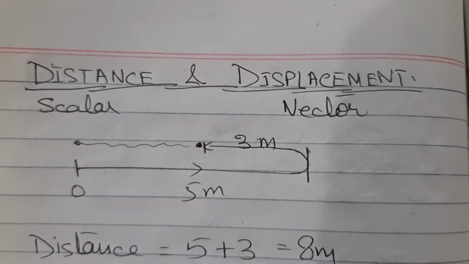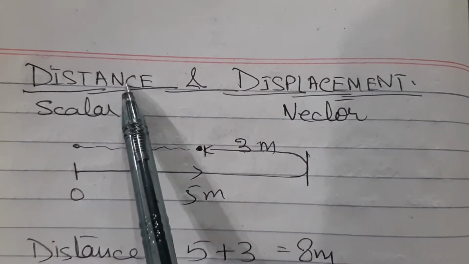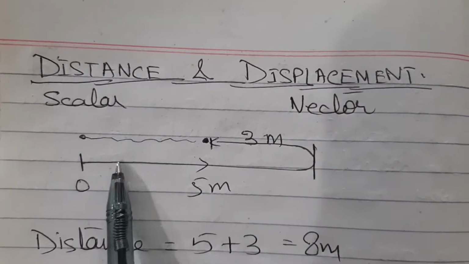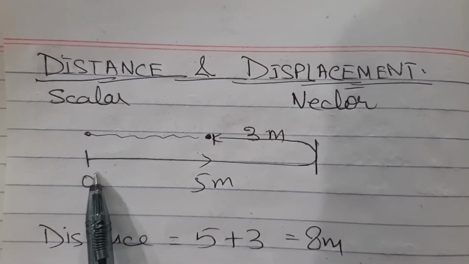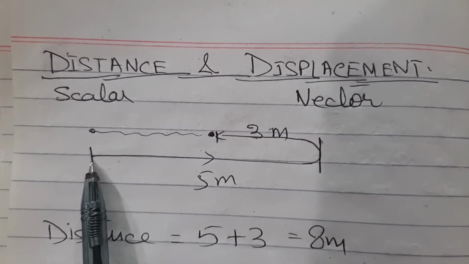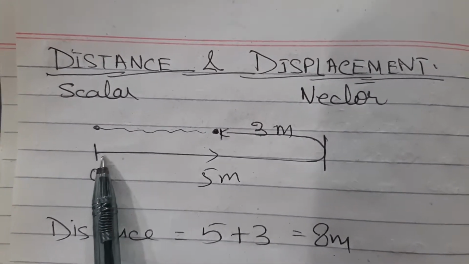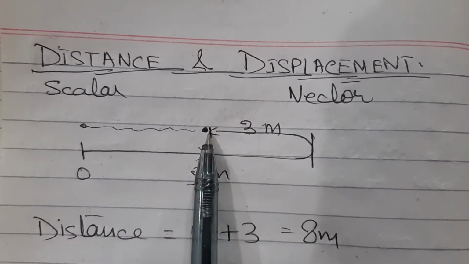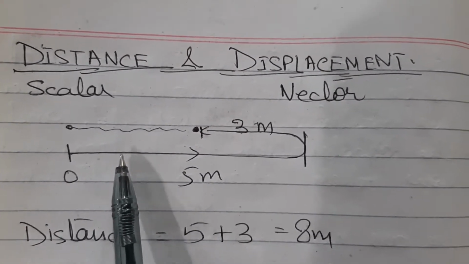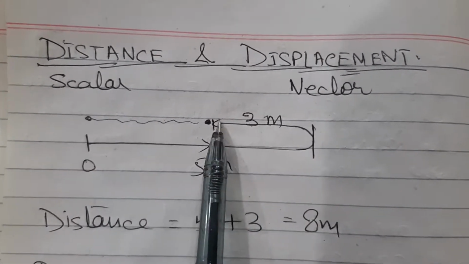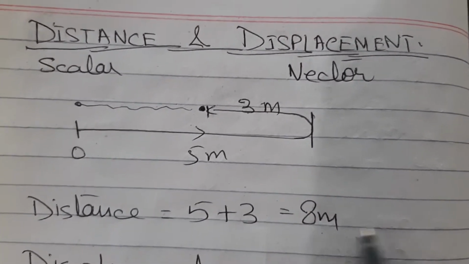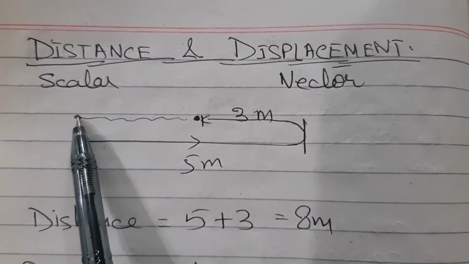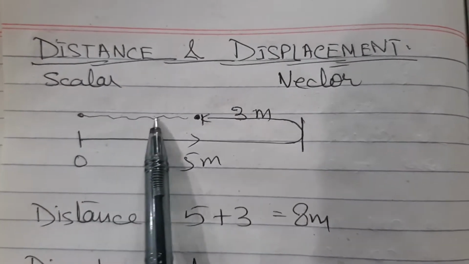Now let's see the difference between distance and displacement. Distance is a scalar quantity and displacement is a vector quantity. So I'm taking this example to explain it. For example, a particle moves from 0 or origin from here till here and it covers 5 meters. Then it takes a turn and goes back 3 meters. If somebody asks you what is the distance covered, you will say 5 plus 3. So distance is basically the whole path you have taken, whereas displacement is the distance from the starting point to the end point directly. So this is your displacement.